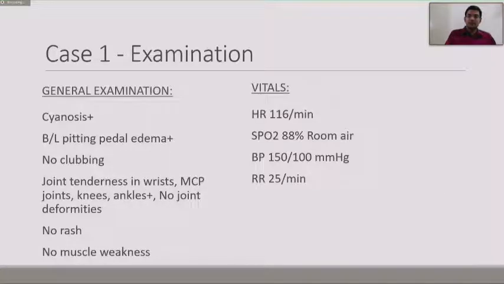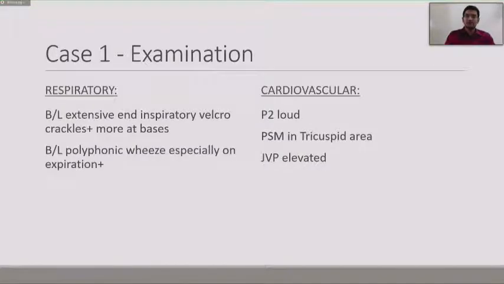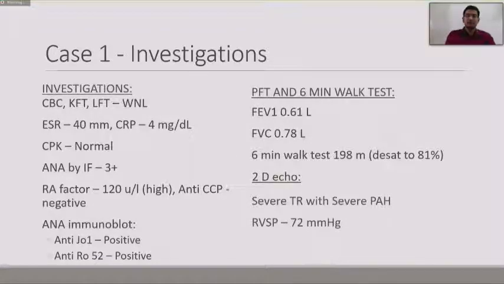On examination, she was cyanosed, and there was bilateral pitting pedal edema, no clubbing. There was joint tenderness in both small and large joints, no rash, no muscle weakness. She was hypoxic on room air, and she had tachycardia, slightly tachypneic. In the respiratory system, there were extensive end-inspiratory crepitations at the bases, and there was some evidence of airway involvement in the form of polyphonic wheeze, especially expiratory. And there was clinical evidence of pulmonary hypertension in the form of loud P2, elevated JVP, and a systolic murmur.